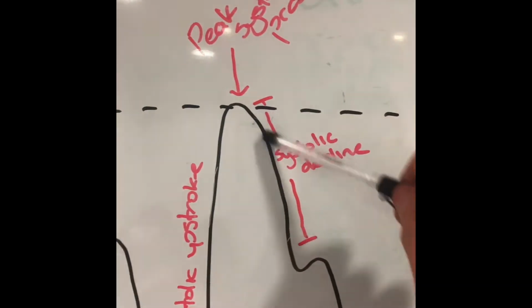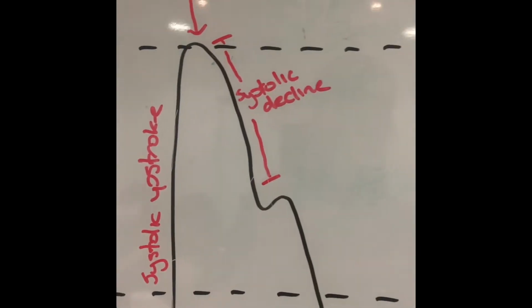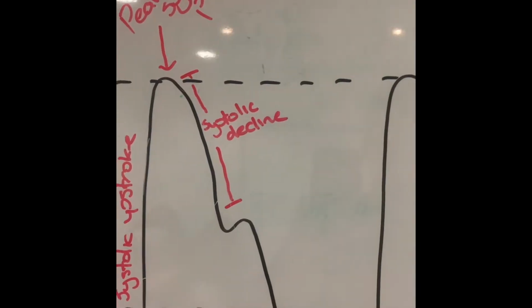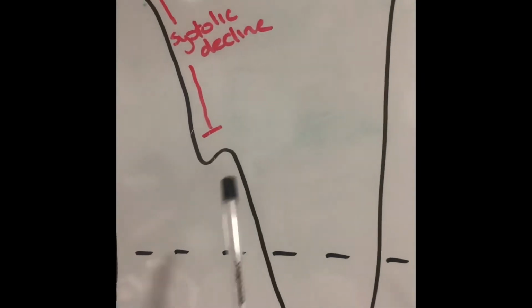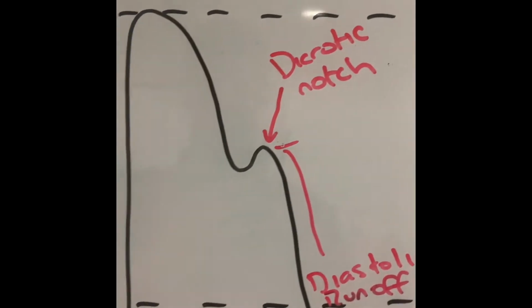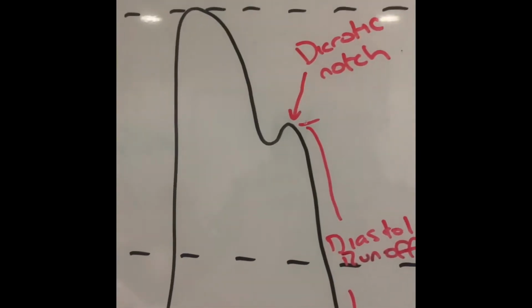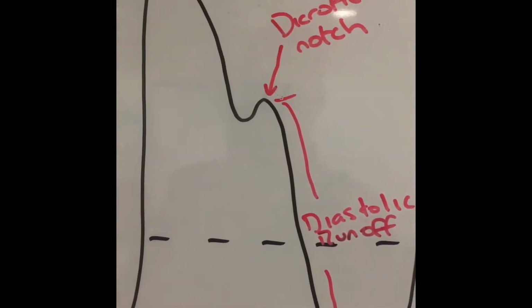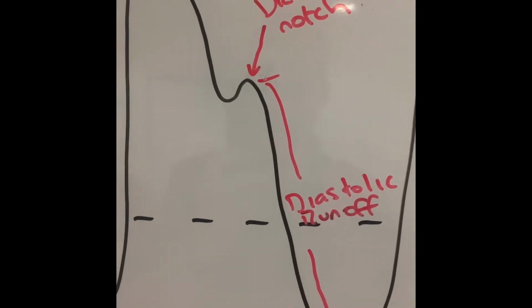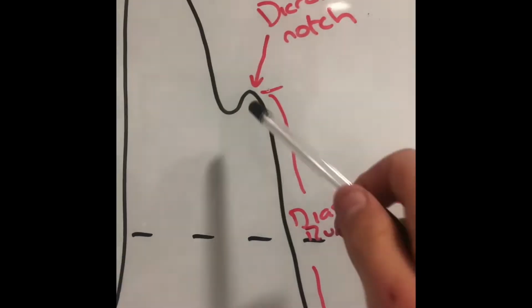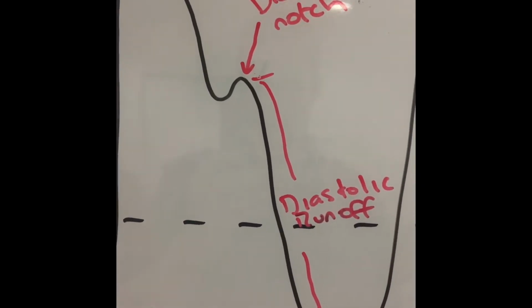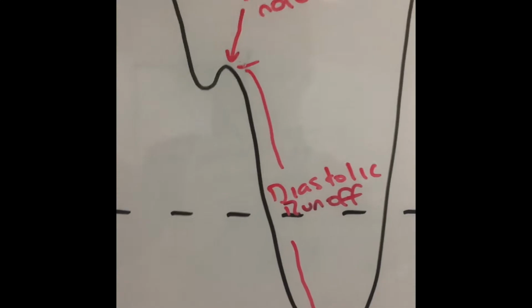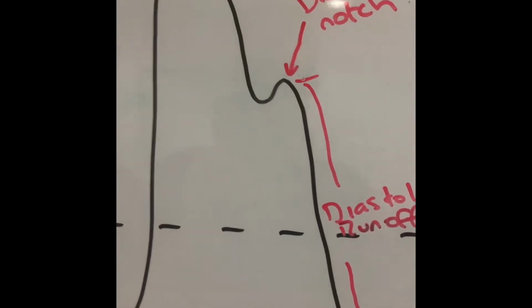Next part, the systolic decline. This is the decline in the arterial pressure as ventricular contraction comes to an end. Next part here, this is the dicrotic notch. This is thought to be a brief increase in pressure from the aorta when closing. A sharp, obvious notch represents normal closing of the aortic valve. A smaller or absent notch will reflect some type of aortic deficit.